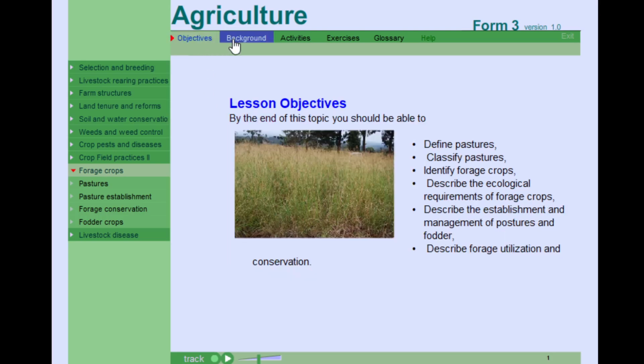Lesson objectives. By the end of this topic, you should be able to define pastures, classify pastures, identify forage crops, describe the ecological requirements of forage crops, describe the establishment and management of pastures and fodder, and describe forage utilization and conservation.